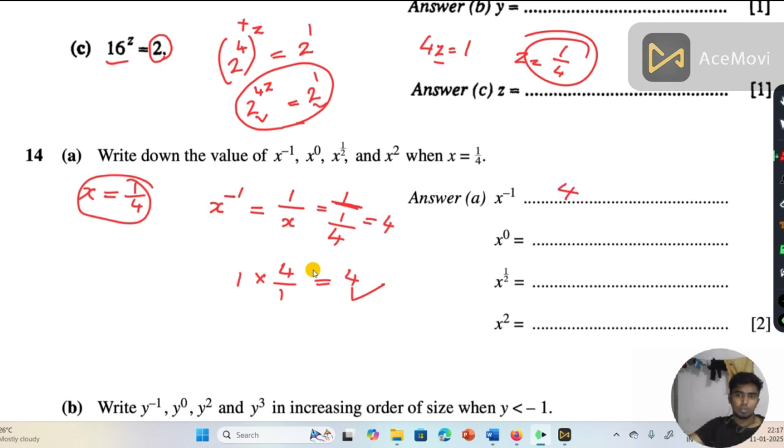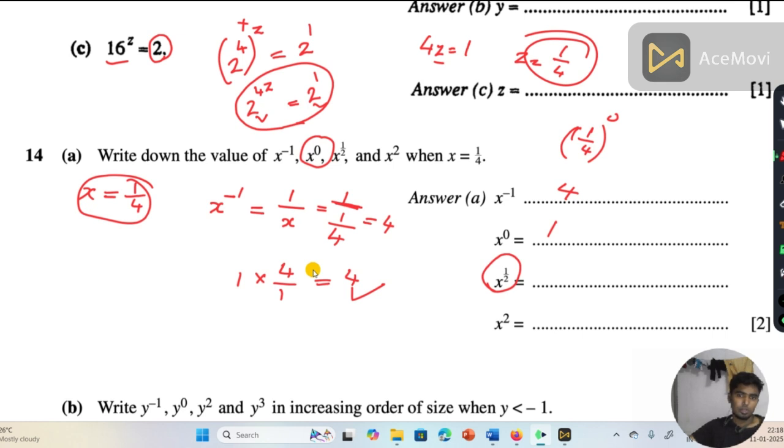Then x raised to 0: we know that any number raised to 0 is equal to 1. So here x raised to 0, where x is 1 by 4, so 1 by 4 raised to 0 means any number raised to 0 is equal to 1. So the answer is 1. Then what is x raised to 1 by 2?